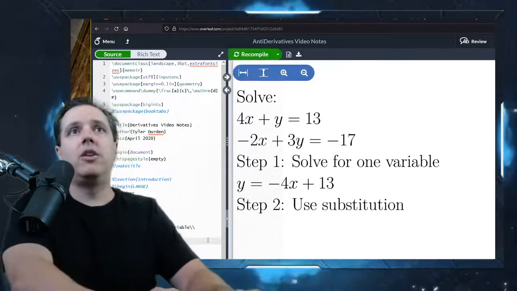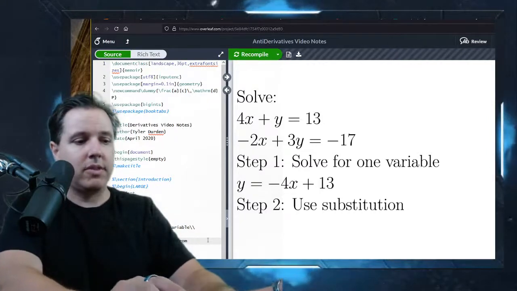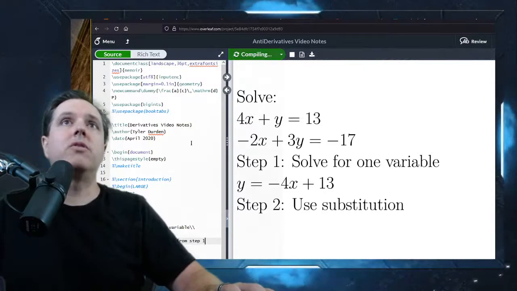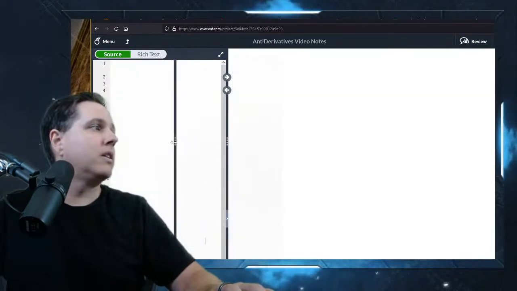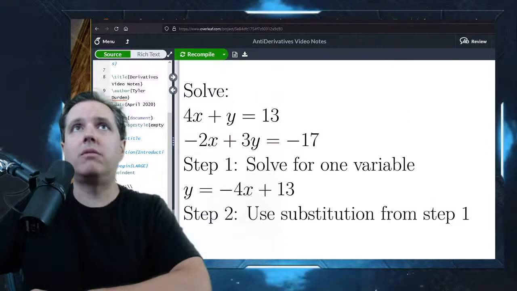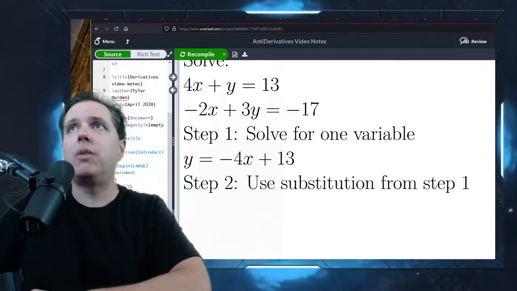I think that's right. Use the substitution from step 1. That might be off the screen. I can move this over a bit. Now you're going to use that substitution from step 1. Okay? I'm going to have to scroll up a bit here.